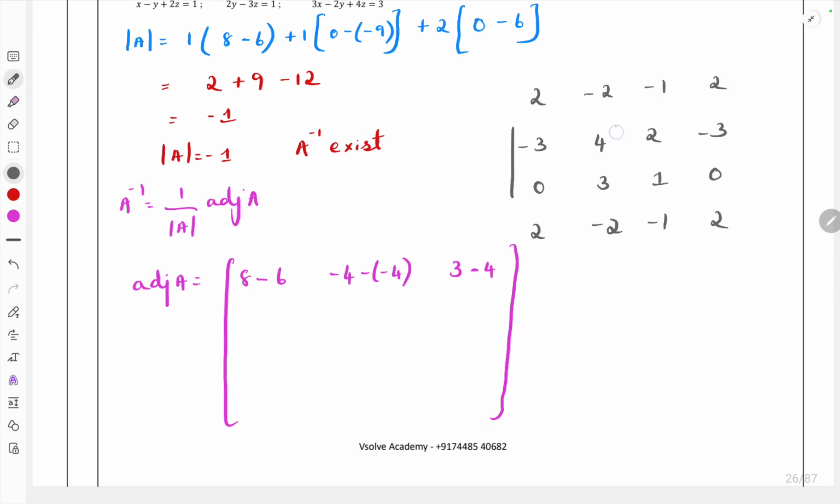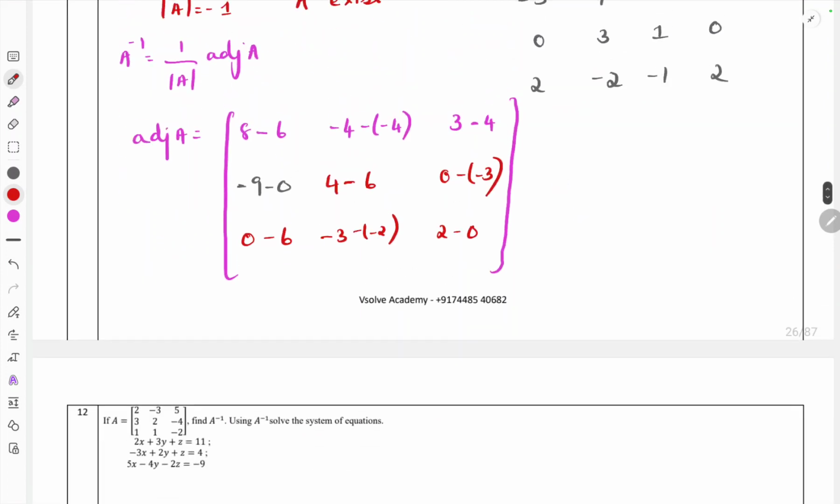Next this one, minus 3 into 3, it is minus 9, minus 0. So after this I will just do 4 into 1, 4, minus 3 2s are 6. Next this one, 0, minus of minus 3. Again here 0, minus 6, minus 3, minus of minus 2, 2, minus 0.